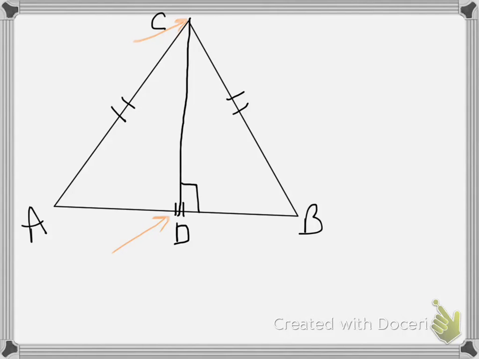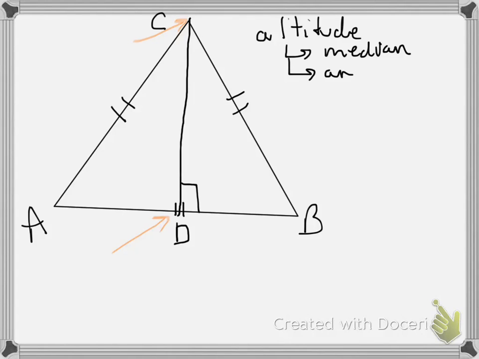Now we also learned in chapter 5 that the altitude in an equilateral triangle is the same as the median, and it's the same as the angle bisector, and it's the same as the perpendicular bisector. It's all 4 in 1. All 4 of those are the same thing.